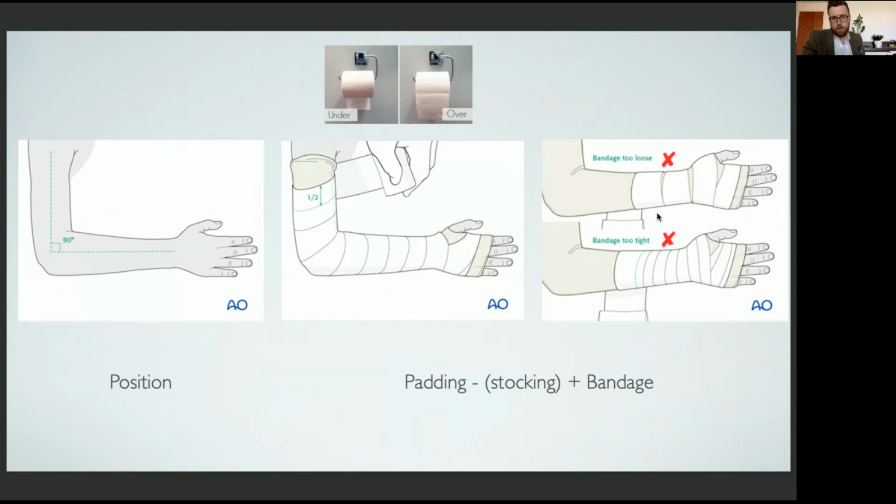The other thing that is worth mentioning about these casts and stockinette is that it should not come above the level of the metacarpal heads. And you need to make sure you're all the way up above the elbow, up a good part of the forearm.